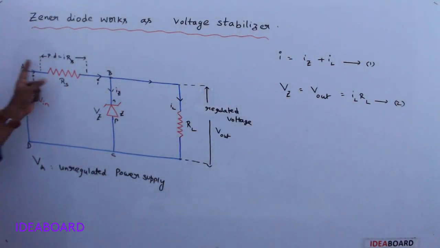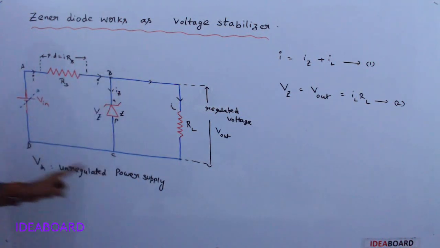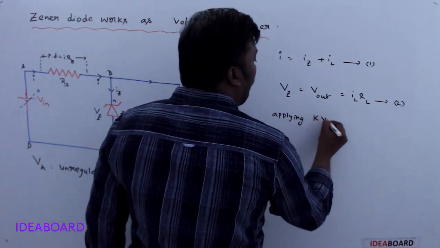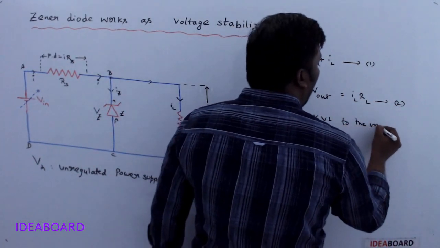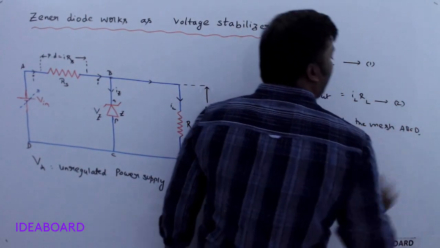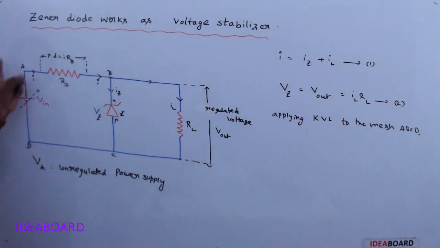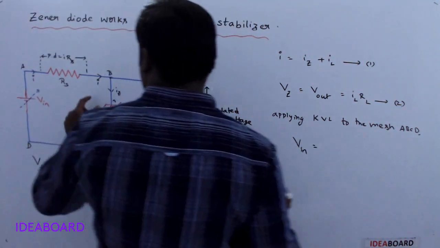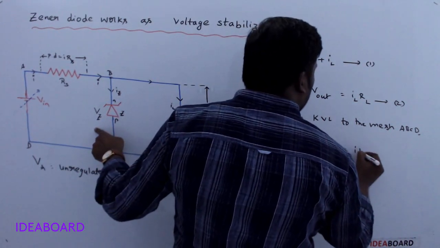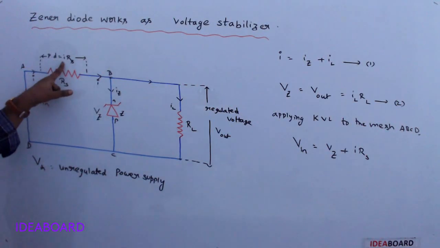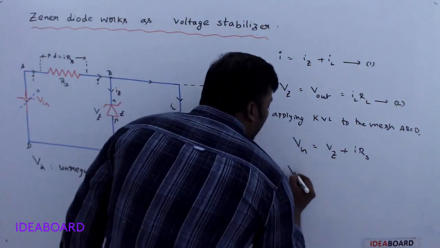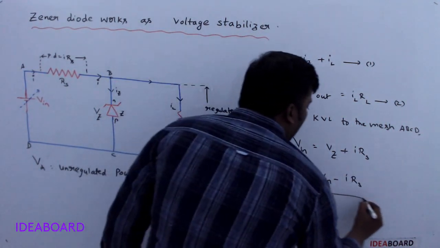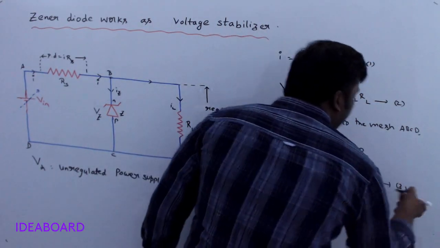Now listen carefully. See here, there is one mesh, A, B, C, D. Applying Kirchhoff's voltage law to the mesh A, B, C, D. From the voltage law, V input is equal to Vz + I RS. This is I RS and this is Vz. Therefore the Vz value becomes V in minus I RS. Let this be equation number 3.